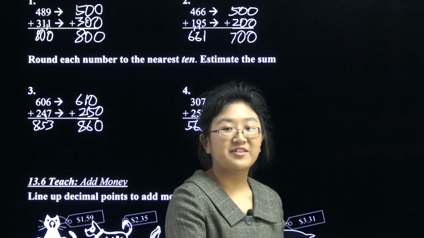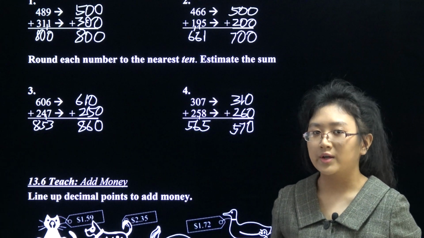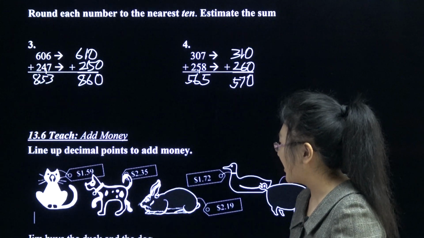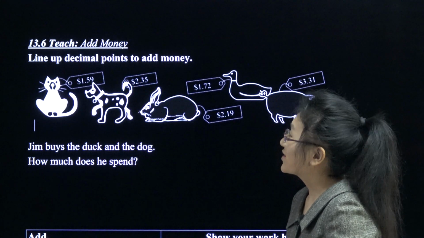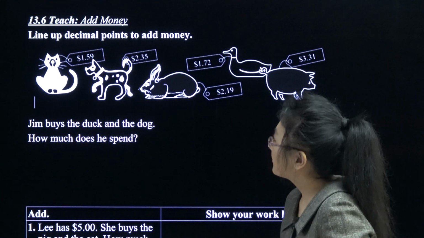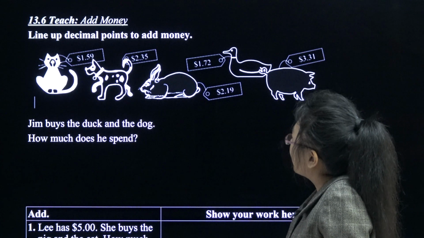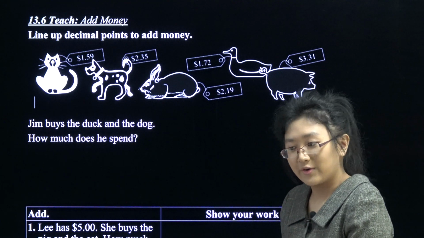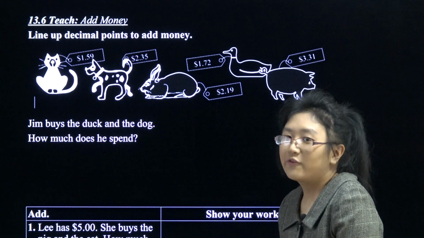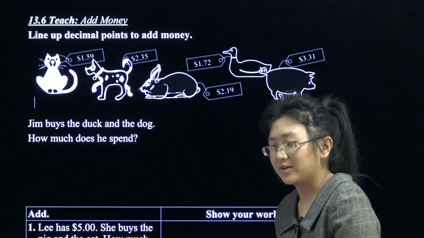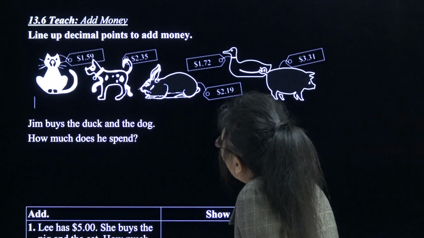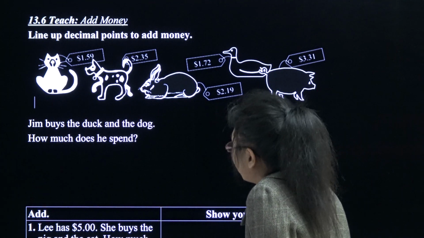So now we know how to estimate, or well, we know how to round and estimate. We're going to be teaching about adding some money, because this is the actually important stuff. Since you go out and buy stuff a lot, and sometimes your parents will tell you, oh, you can spend however many dollars on snacks, and you really want to know how much snacks you can buy. Line up decimal points to add money.